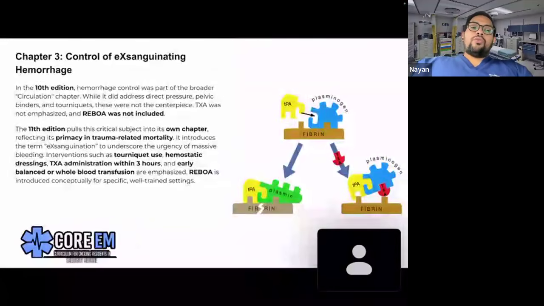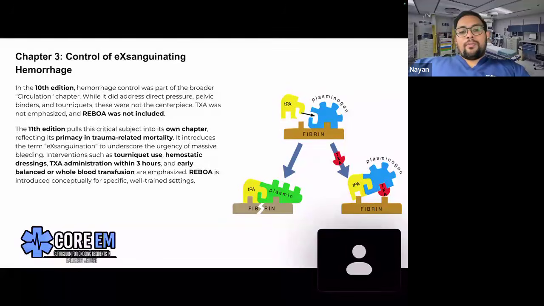Chapter 3 is control of exsanguinating hemorrhage. They have mentioned this term exsanguinating hemorrhage specifically, instead of massive hemorrhage or life-threatening hemorrhage, as mentioned in the 10th edition. The 10th edition also talks about the CABCDE approach, which is control of life-threatening hemorrhage before airway. But now they are talking about XABCDE because the simple thing is they wanted to bring in the X factor. They wanted to emphasize that this is going to kill the patient. So that's why this was brought in.